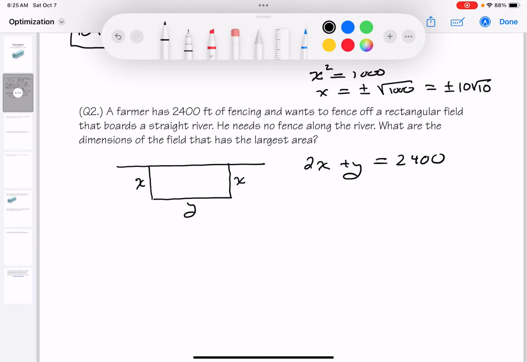All right, so a farmer has 2,400 feet of fencing. He wants to fence off a rectangular field that borders a straight river. He needs no fence along the river. What are the dimensions of the field that has the largest area? Well, the area of this field is going to be x times y.